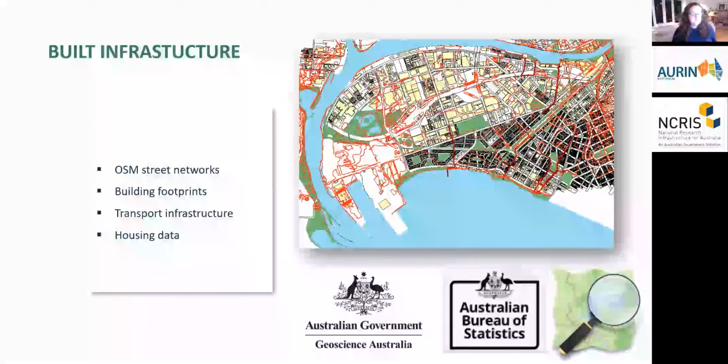Okay, then built infrastructure. So this is data that we have around the physical buildings and the infrastructure that make up the fabric of our cities and towns. Different states, again, have different data that's available. For example, in Victoria, we have building footprints of every building in Melbourne CBD. It's a really big data set, kindly made available from the state of Victoria.